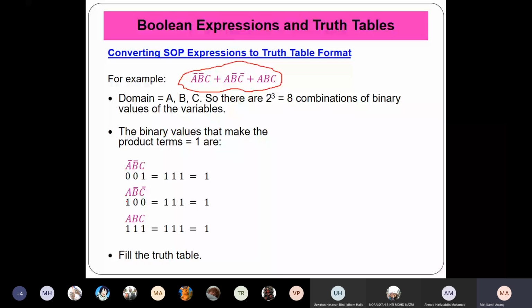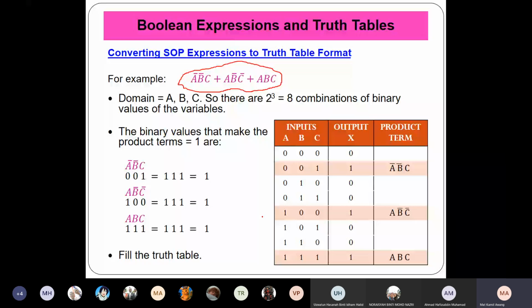And another term is A, B bar, C bar, A1, B0, C0. So therefore you have 1, 1, 1, 1. So you get 1. And for the term A, B, C, all ones give you a 1. So only these 3 terms of the sum of products have a value of 1. The rest are 0. Then you fill up the truth table.